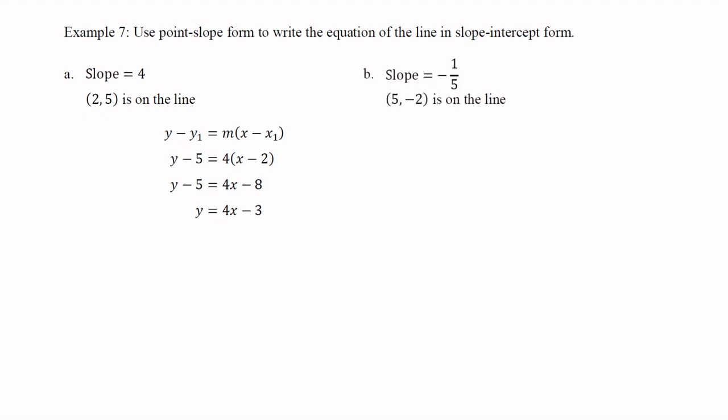When the slope is equal to negative 1/5, and we have a point (5, negative 2), we plug in our x1 and y1, and we also plug in our m, which is our slope. On the left-hand side, we get y plus 2. When we distribute the right-hand side, we get negative 1/5 x plus 1, because negative 1/5 times negative 5 gives us positive 1. And then we subtract 2 from each side to get y equals negative 1/5 x minus 1.